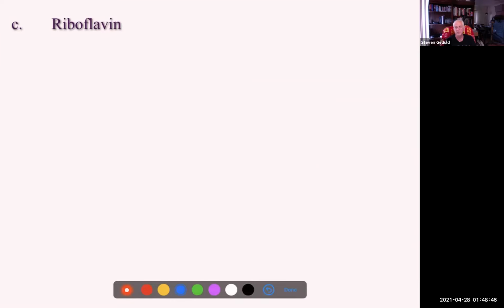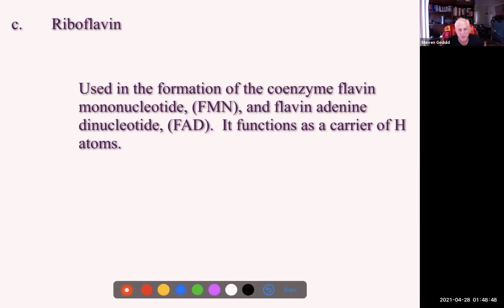Riboflavin. Riboflavin is a B vitamin. It's used in the formation of the coenzyme flavin mononucleotide, FMN, and flavin adenine dinucleotide, FAD. Okay, it functions as a carrier of hydrogen atoms. It allows hydrogen to be transferred so something can be oxidized, something can be reduced. If it's carrying hydrogen to another structure, that structure or that substrate is being reduced because you're adding hydrogen to it.